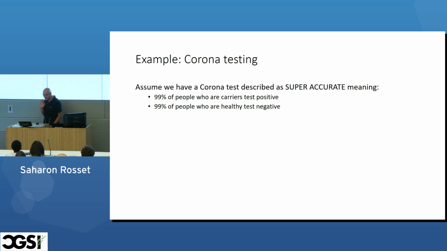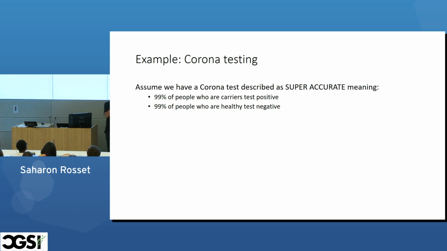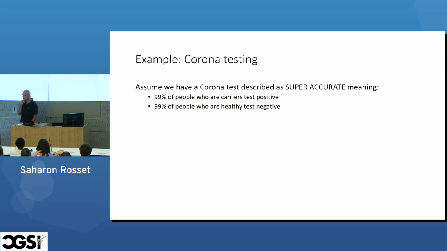So here we start with something that I think is really trivial. I hope everybody here knows it, but let's just do a sanity check. So Eleazar was telling us about his wonderful COVID tests last year. So he's now advertising that his tests are extremely accurate. And what he means by that is that 99% of the people who are actually carriers get a positive test, and 99% of the people who are non-carriers or are healthy get a negative test. So that's a 99% accurate test, which is very good.